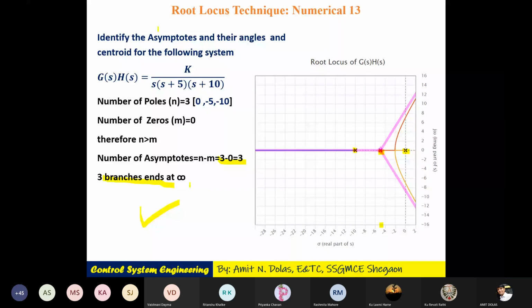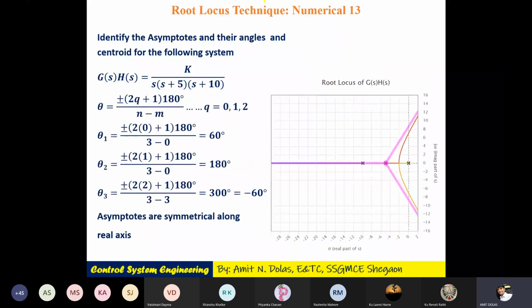Angles we have to find out. For that, we have to go for the angle condition. So angle condition theta is equal to plus minus (2q plus 1) into 180 divided by the difference between poles and zeros, where q value will be 0, 1 and 2. Thereby, we get angles 60, 180 and 300, that will be nothing but minus 60 degrees. So asymptotes are symmetrical along the real axis. This is always so, asymptotes are symmetrical along the real axis.